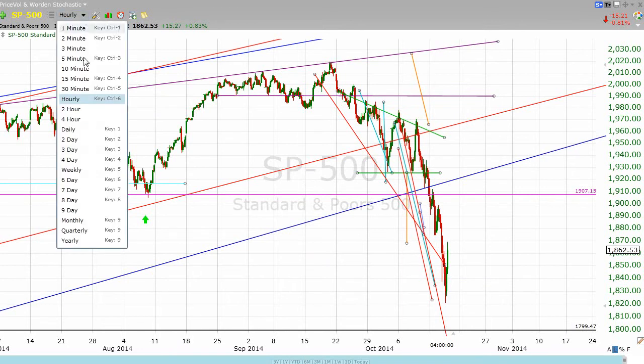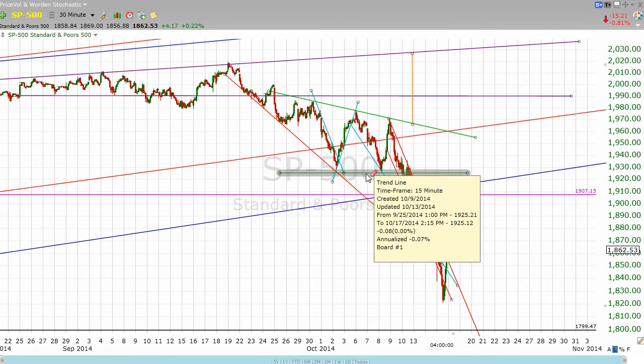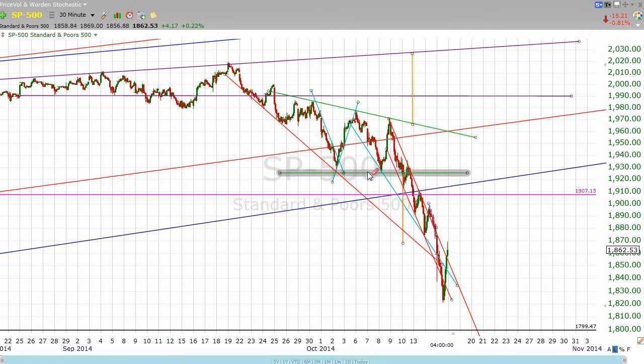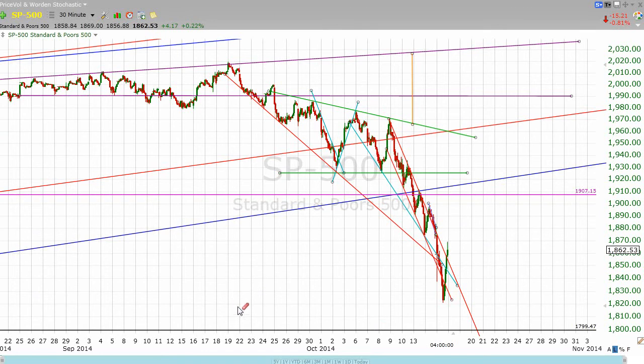And without question, our consolidation pattern between these two green lines has exceeded the target level, because that target level was 1868. We got significantly underneath that.